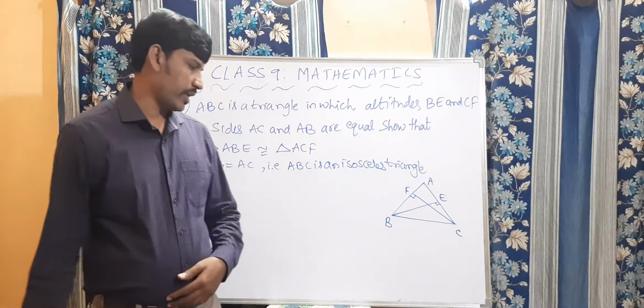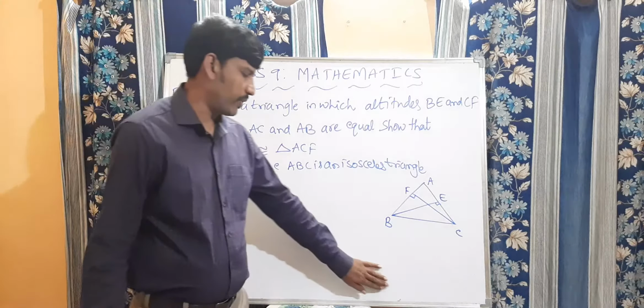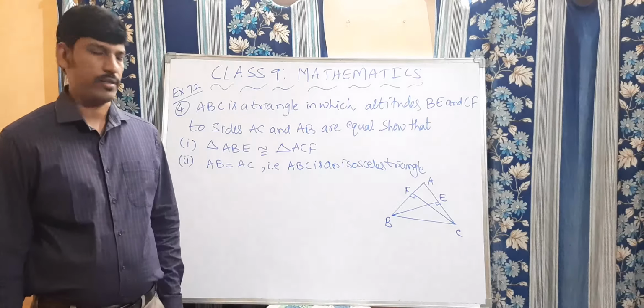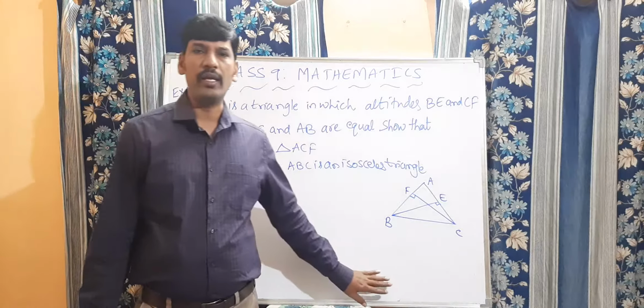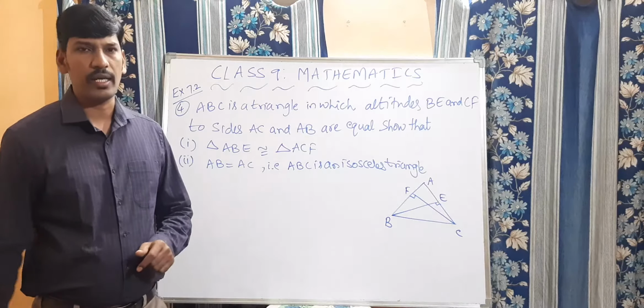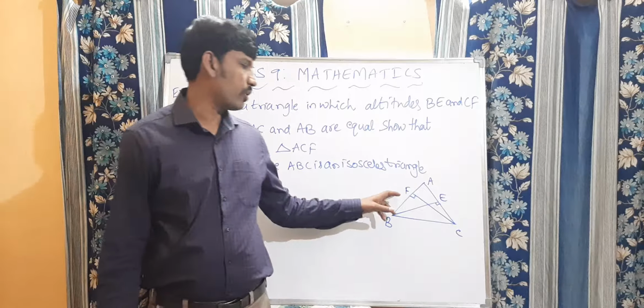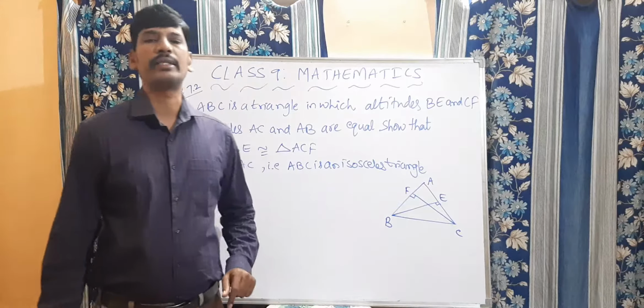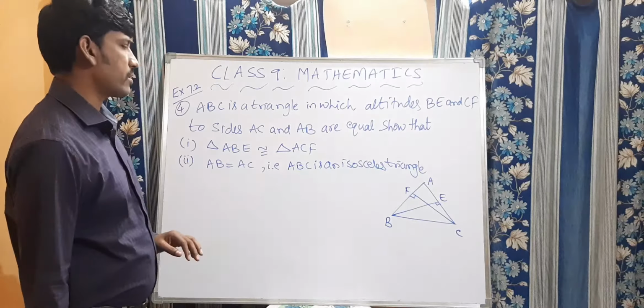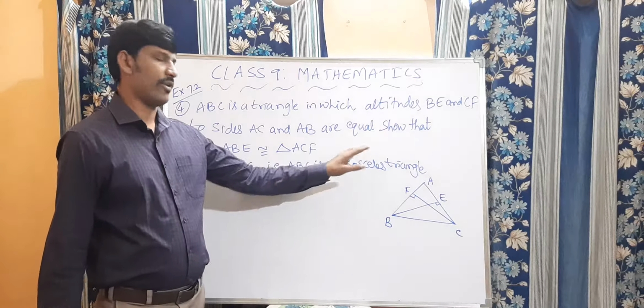Now coming to today's session, in the previous session we discussed two theorems as well as two problems. Clear? That is based on the properties of isosceles triangle. What is an isosceles triangle? If any two sides are equal, then the opposite base angles must be equal. Clear? Now let us discuss some more questions from exercise 7.2.